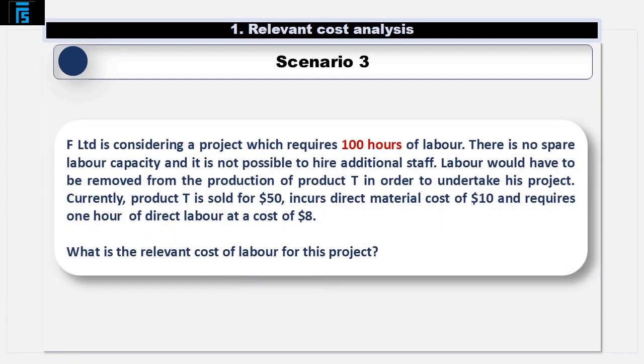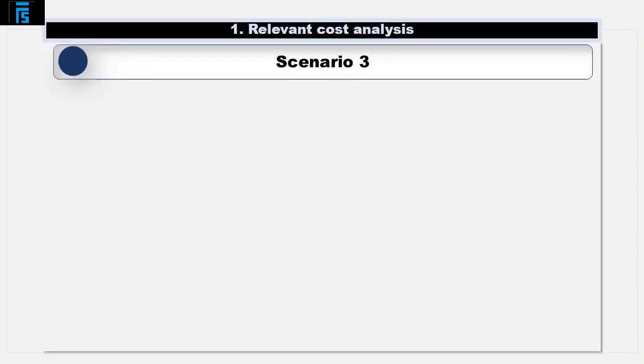Scenario 3. F Limited is considering a project which requires 100 hours of labour. There is no spare labour capacity and it is not possible to hire additional staff. Labour would have to be removed from the production of product T in order to undertake this project. Currently, product T is sold for $50, incurs direct material cost of $10, and requires 1 hour of direct labour at a cost of $8. And the question is, what is the relevant cost of labour for this project?